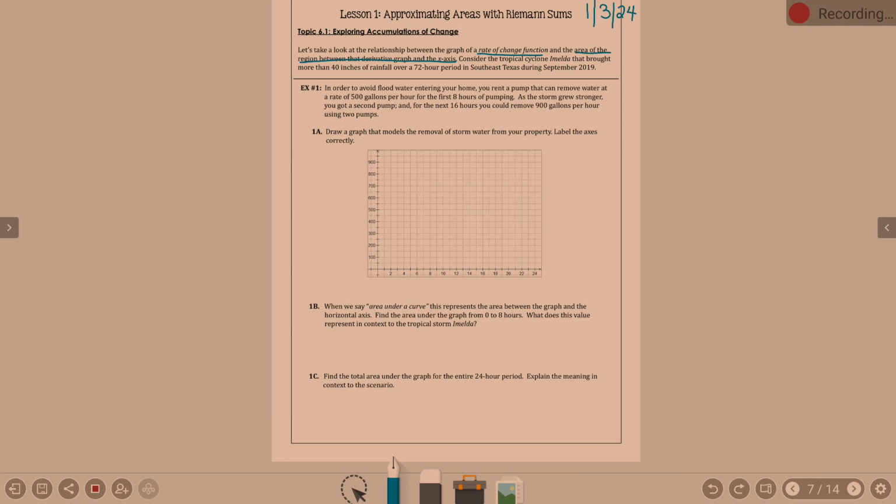So we talk about rate of change. Rate of change is what we did last semester, so rate of change being the derivative graph. And then the area of the region between the derivative graph and the x-axis, well, that's what we're getting ready to learn. That is the integral. So that's what we'll learn within the next week or two: we will start learning the idea of integrals.